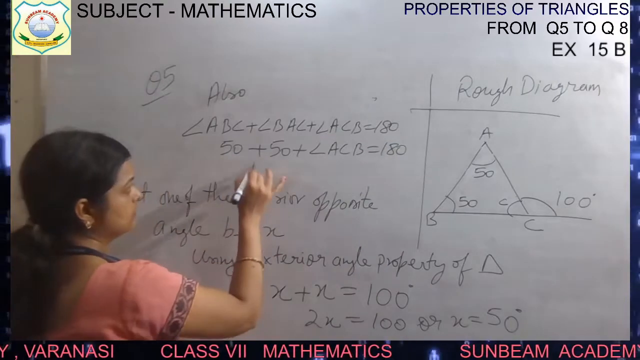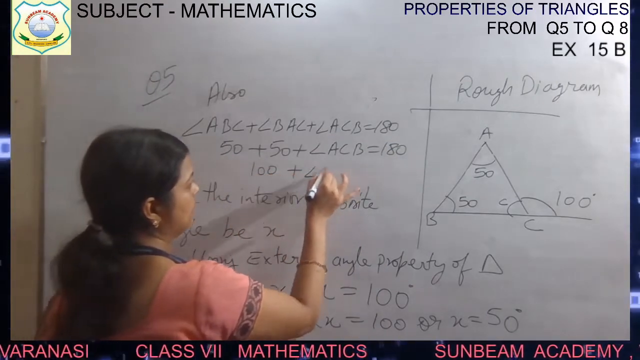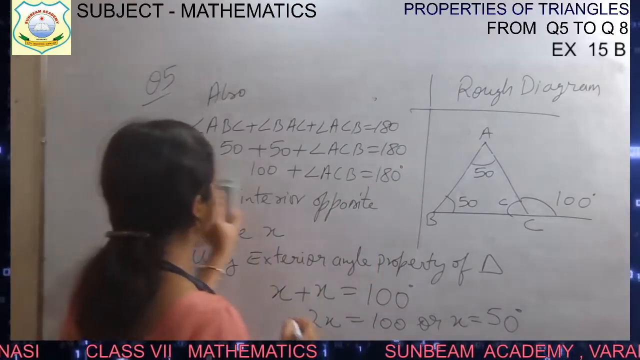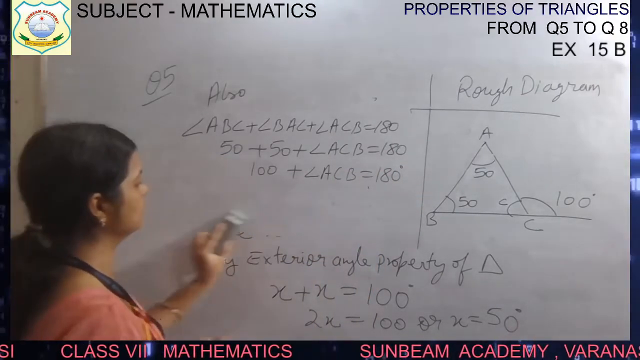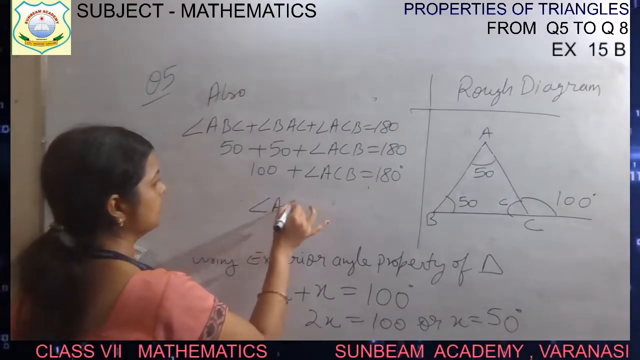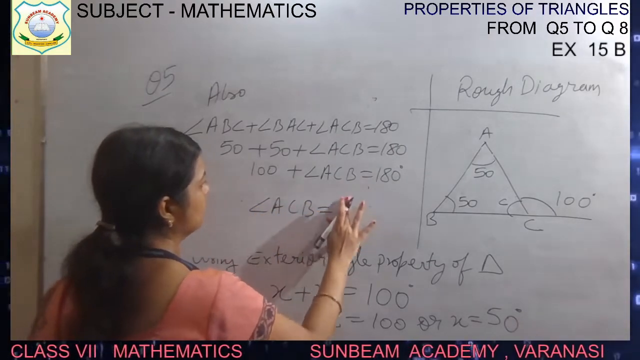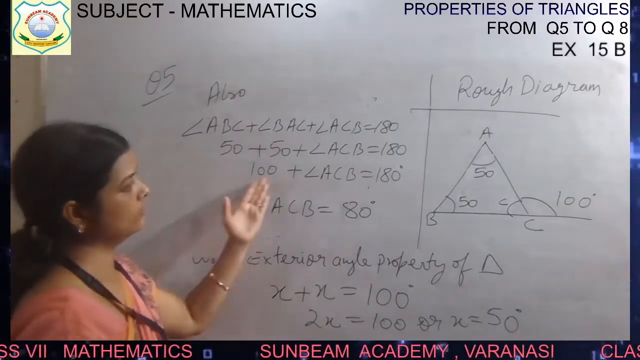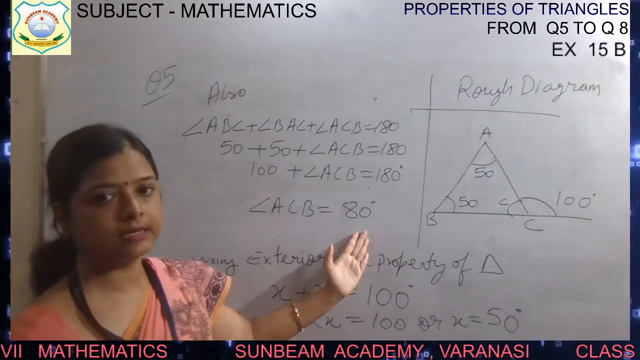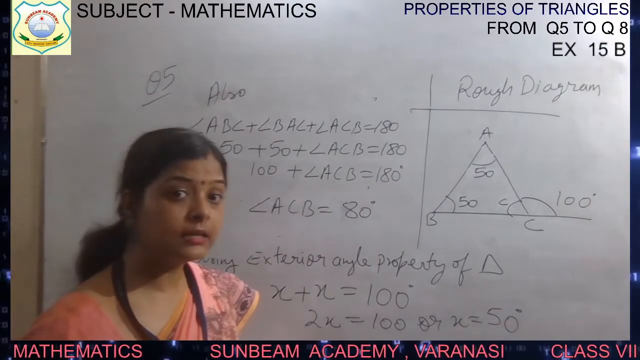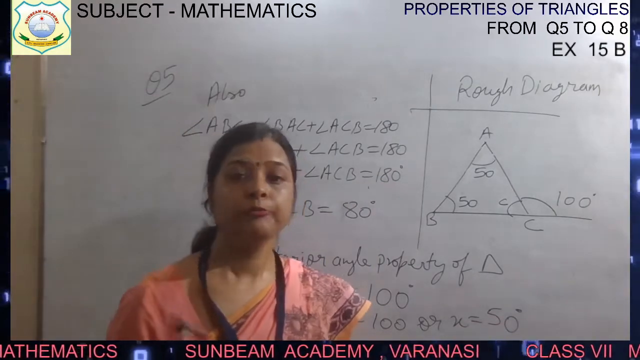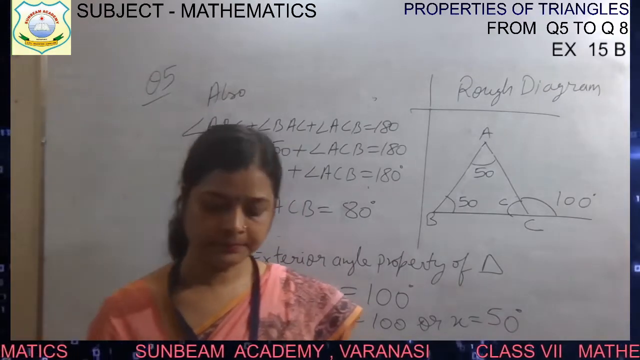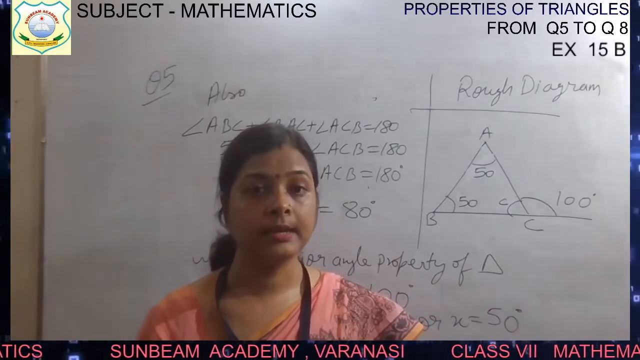So this will be 100 plus angle ACB. So the angle will be equal to how much? Angle ACB is equal to 180 minus 100, that is 80 degree. 100 goes to the other side, so 180 minus 100, that is 80 degree. Hence the angles of the given triangle will be 50 degree and 80 degree. Clear? Now let's see the next question.